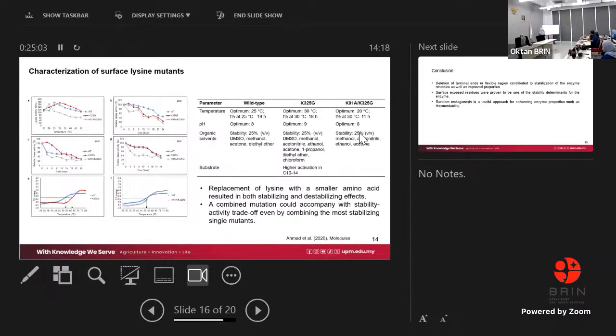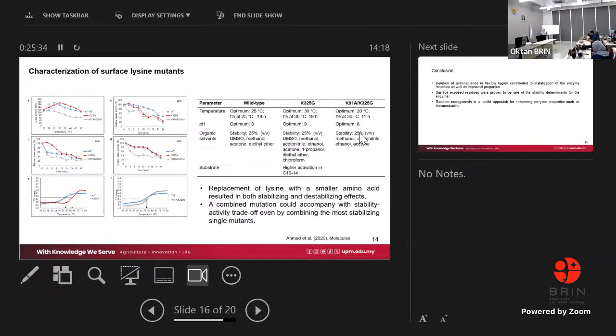So we proceeded with the experimental work. We constructed the mutants, expressed and purified them, and did the biochemical characterization. Based on the biochemical characteristics, we tested all the routine parameters, for example temperature, pH, and substrate, but the one listed here is just the summary.